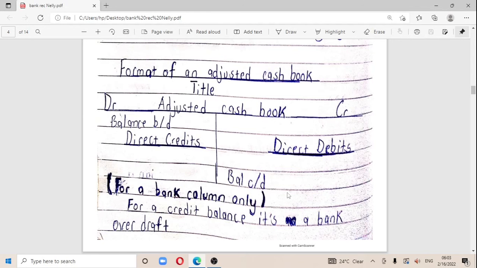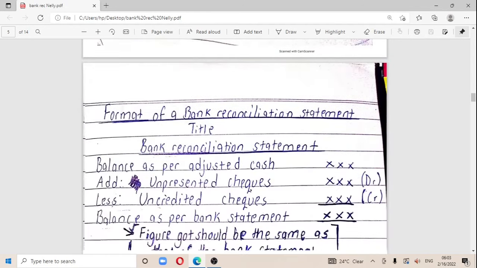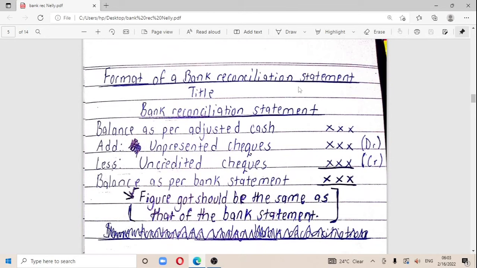So having known that, we go to the format of a bank reconciliation statement. It can have your title, then bank reconciliation statement. It can always earn you a mark in accounting. So balance, then you say balance as per adjusted cash book.